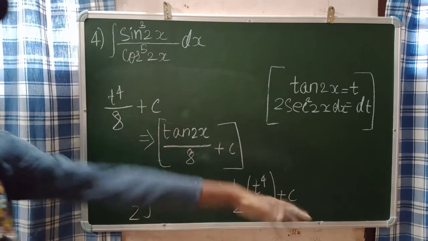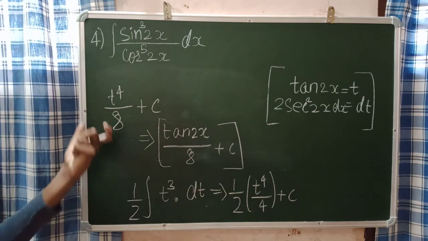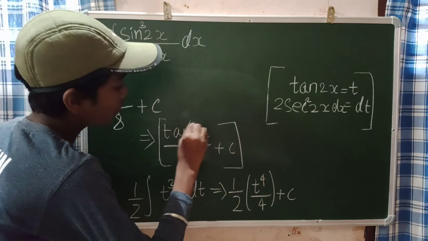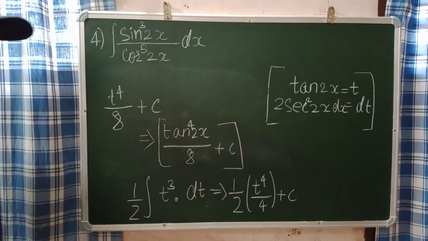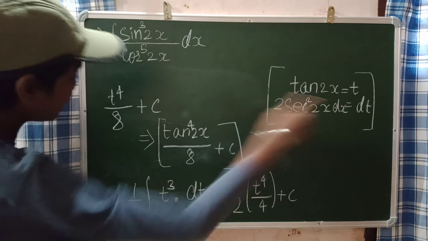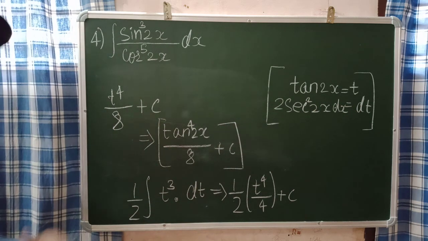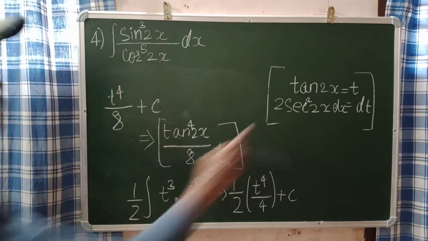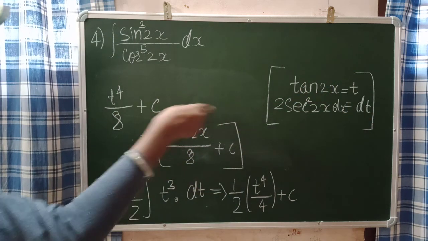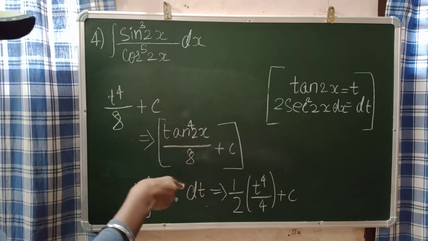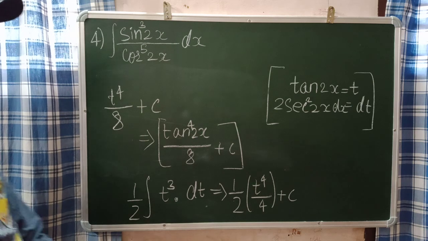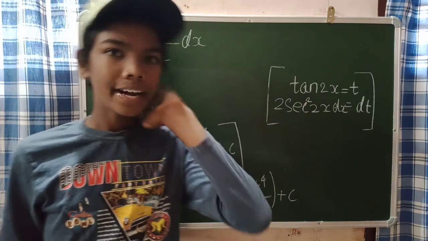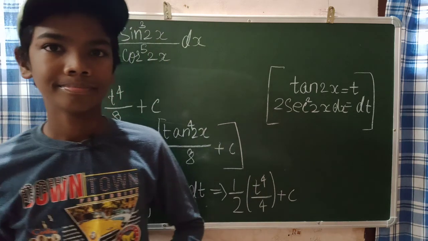Then I put the value of t, which is tan 2x. I forgot to put the power. Okay guys, sorry for this mistake. If tan 2x is t, then t to the power of 4 will be tan to the power of 4 of 2x. So the answer is tan to the power of 4 of 2x divided by 8 plus some constant. That's all about this question. Let us move on to our next question.